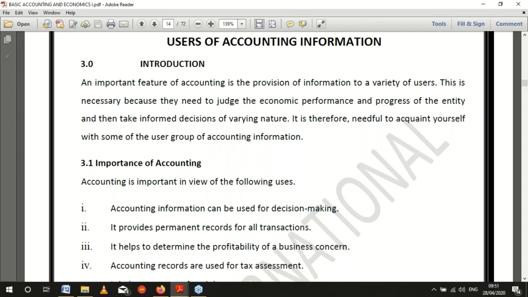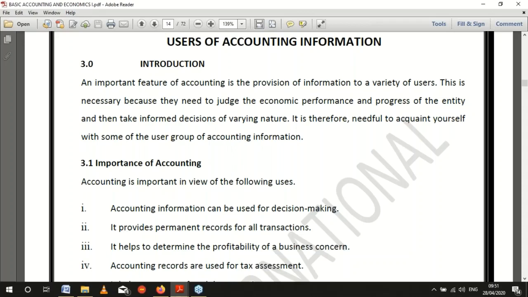Today we are looking at the importance of accounting. What is the importance of accounting? Number one, accounting information can be used for decision making. That means the management would need it to make decisions. The government would also need it to make decisions for whatever they want to do. Number two, it provides a permanent record for all transactions. When you do your accounting very well, it gives you a permanent record of your accounting information.